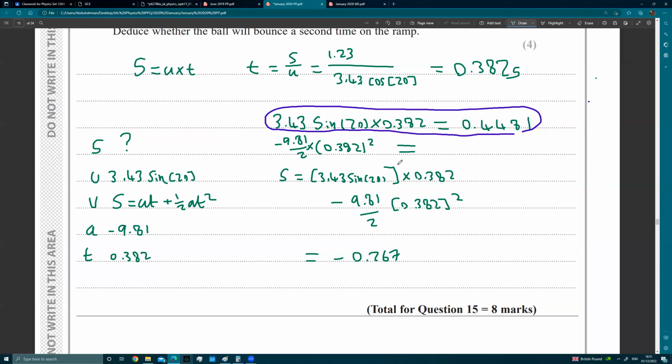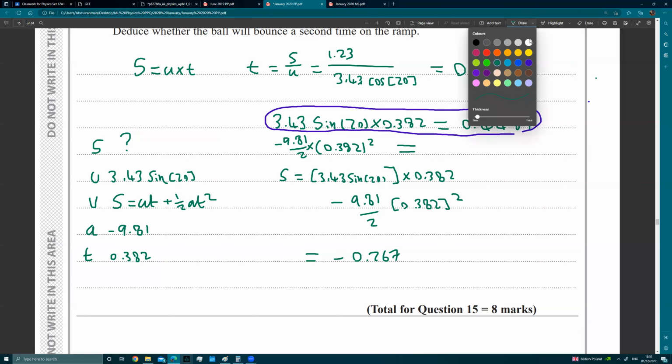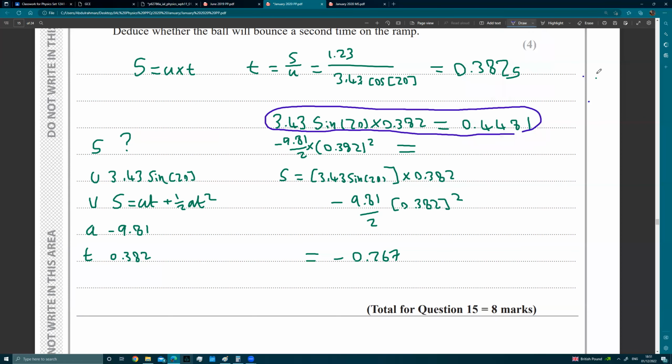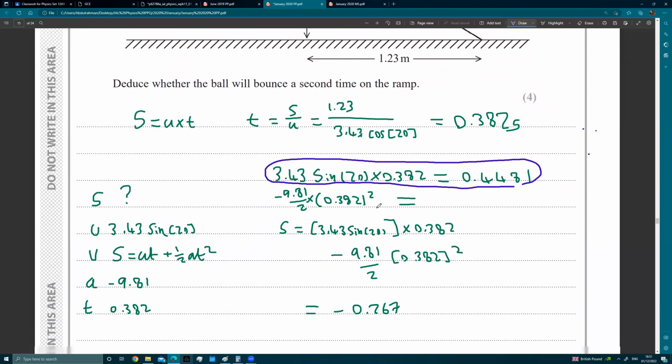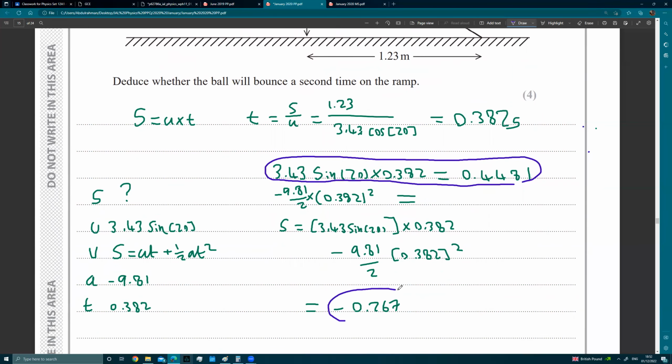So I thought it was only the second line of the equation, the minus 9.81 over 2 times 0.382 squared. Oh, you ignored this part. Yeah, because it was on another line. You guys had me confused. I thought, we're going to have to do a calculator lesson. Okay, anyway, so good, this is correct.